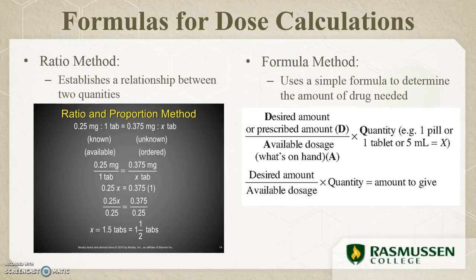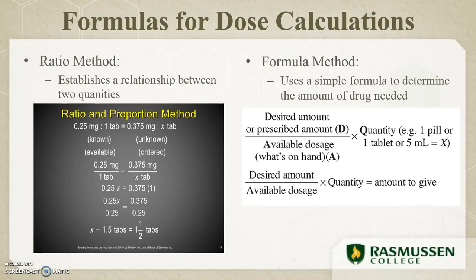There are two method systems that we use for dose calculations. We use the ratio method and the formula method. The ratio method establishes a relationship between the two quantities. It compares the drug ordered to the amount on hand. So just like I said, that would be the one that we're going to use the most because we want to make sure that our order matches our supply on hand.